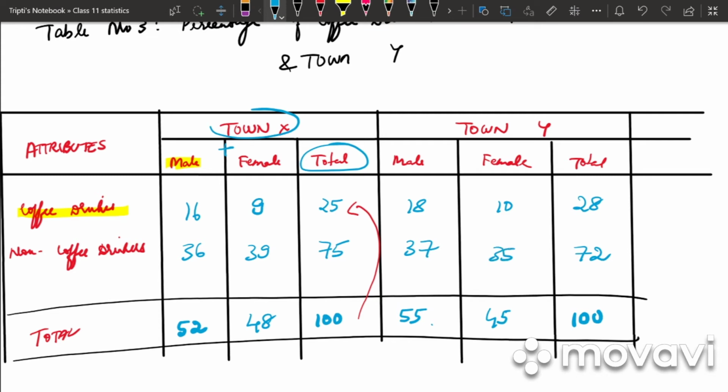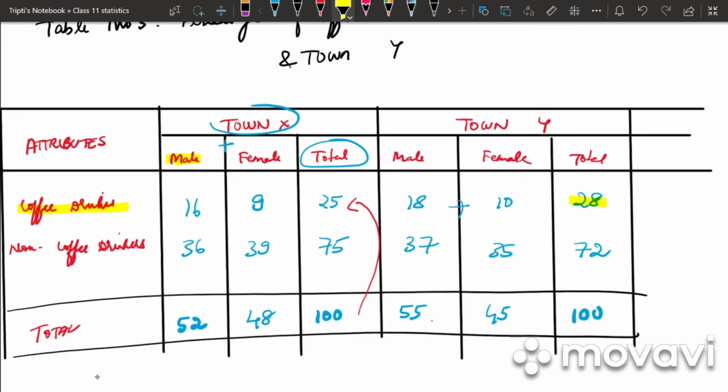So now if you total everything, 18 plus 10 is how much? 28. 37 plus 35, 72. 18 plus 37, 55. 10 plus 35, 45. 28 plus 72, 100. 55 plus 45, 100. Which means our total is correct and the data whatever we have got is right. Clear? So this is how we will be doing a problem when they have given us the data and we need to prepare a table and fill the data.